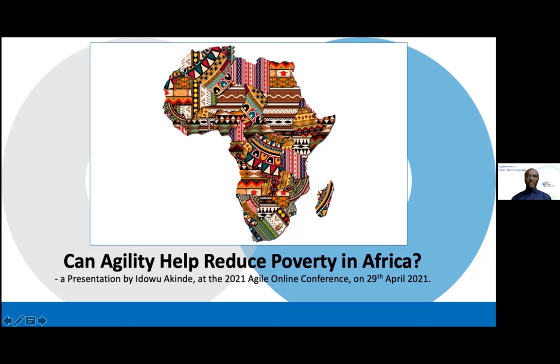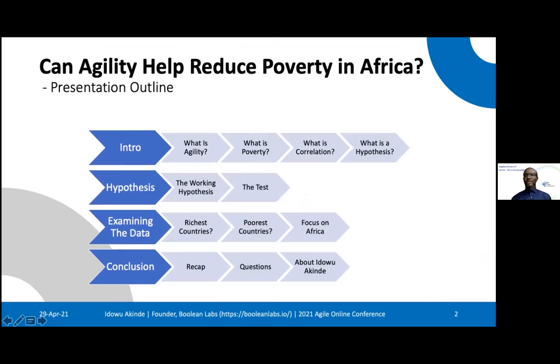Next slide. Okay, so this is an intro. This is an example of what we will be looking at today. Under the intro, we'll take a few definitions: agility, poverty, correlation, and hypothesis. And then we'll go into actually formulating a hypothesis, and then examining the data available, and then drawing some conclusions. So, next slide. Those definitions, okay.